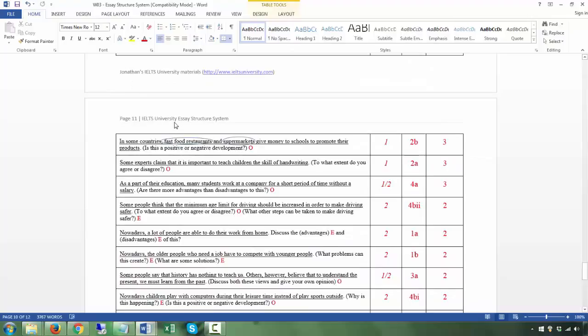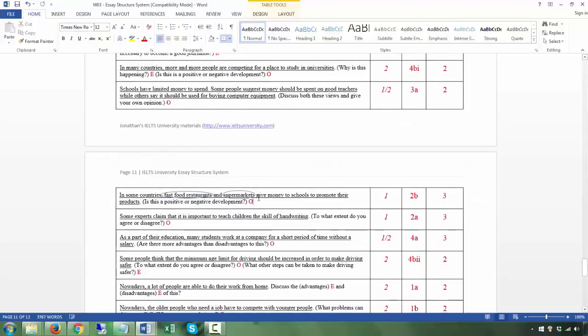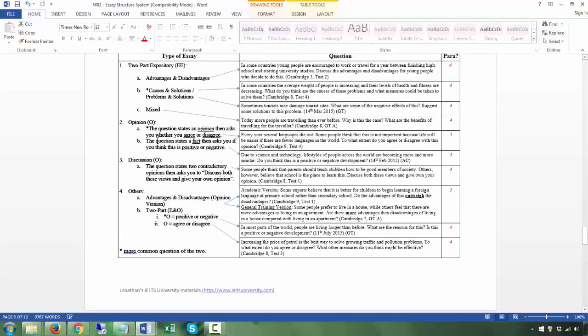Next, in some countries, fast food restaurants and supermarkets give money to schools to promote their products. This is the T. And is this a positive or negative development? This is the Q. This is one question, okay, and this is the SFs, fast food restaurants and supermarkets. Make sure you address both. What kind of question is this? Is this a positive or negative development?